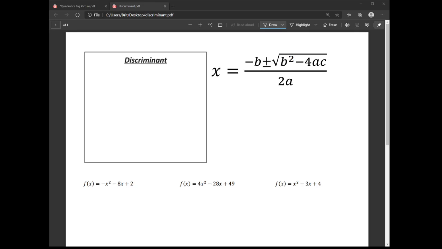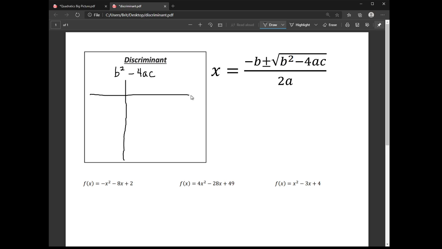The discriminant is a portion of the quadratic formula that is underneath the square root symbol. So it is whatever value you get when you simplify b squared minus 4ac. And what happens is it actually tells you how many solutions you're going to have, or what type of solution you'll have.